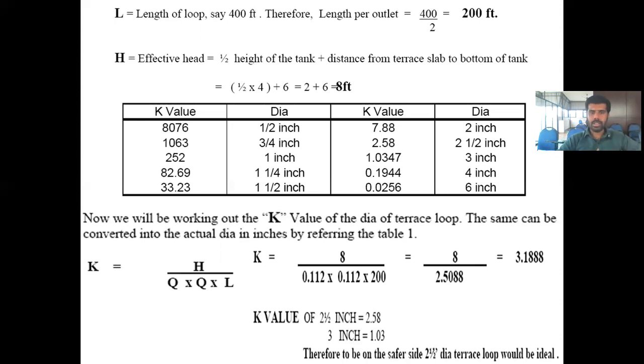Why you have taken 200 as the length means there are two outlets. If it was a single outlet, you would have taken 400. Because it is a two outlet, you have to take 200 only. Because for one outlet, the length is 200. So we are finding out the diameter of that one pipe only. The other pipe also will be same. So the length won't be 400, the length will be 200.